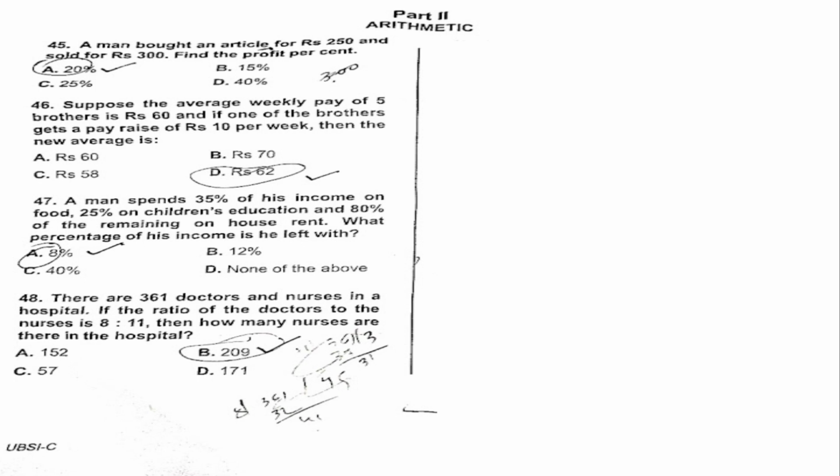The next question says a man spends 35% of his income on food, 25% on children's education, and 80% of the remaining on house rent. What percentage of his income is he left with? Firstly, let us assume that the salary of the man is rupees 100. Okay, very poor guy. He is saying that he spends 35% of his income on food and 25% on children's education. So in total how much is he spending? 35 plus 25, it is 60. So how much must be remaining with him? Out of 100%, 60% he is spending and the remaining is 40%.